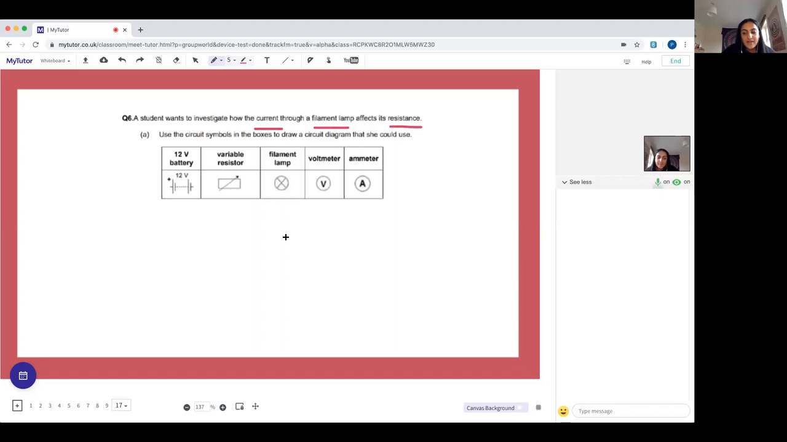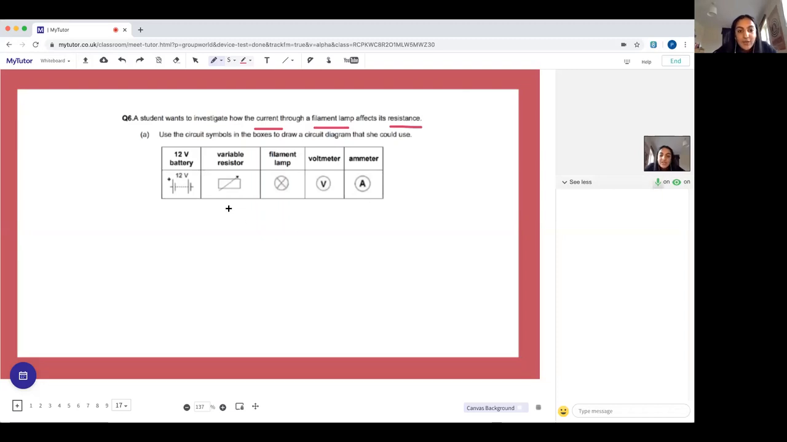So we need to be able to investigate how the current affects its resistance, which means we need to talk about how resistance changes, which means we need to take measurements of resistance. Now, we can't take measurements of resistance, but we can take measurements of voltage and current. And obviously, when we divide them, we get V equals IR. V divided by I is R. So we need to take voltage readings and current readings of our filament lamp to be able to find the resistance of the filament lamp.